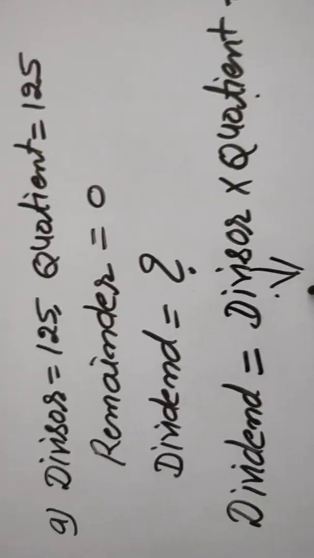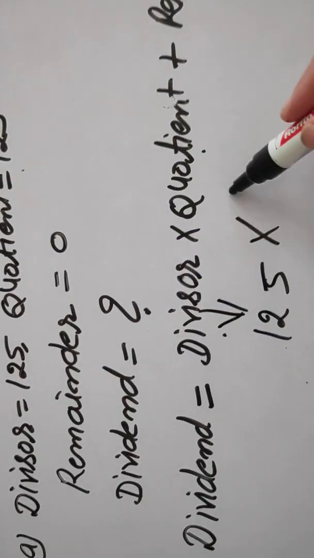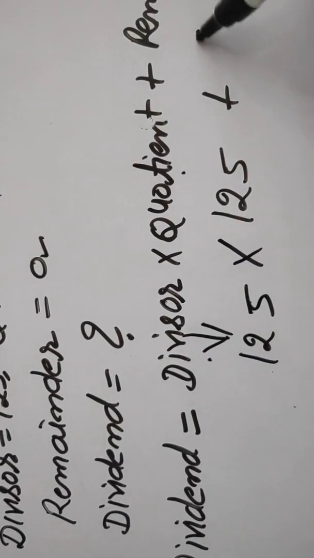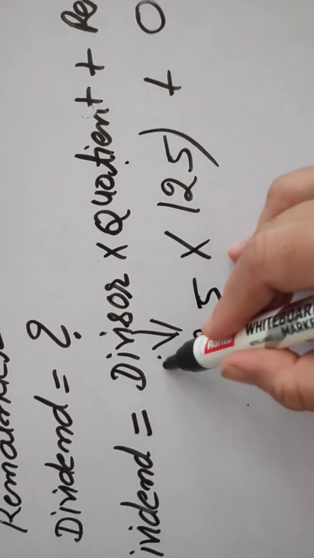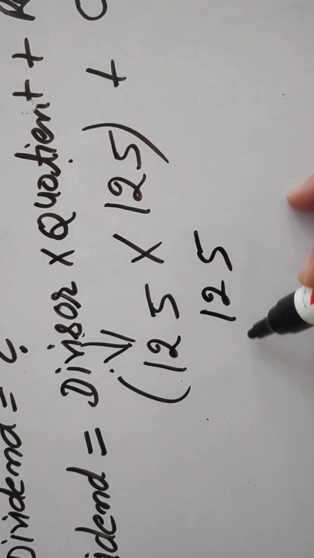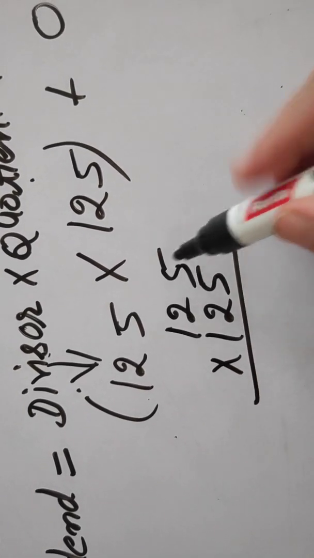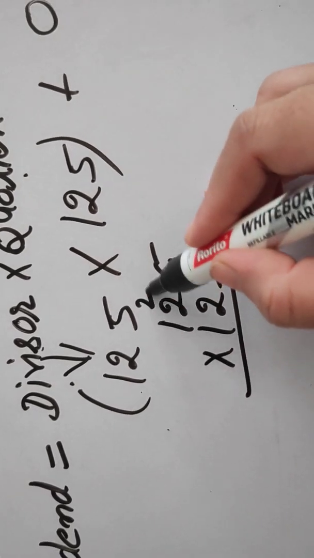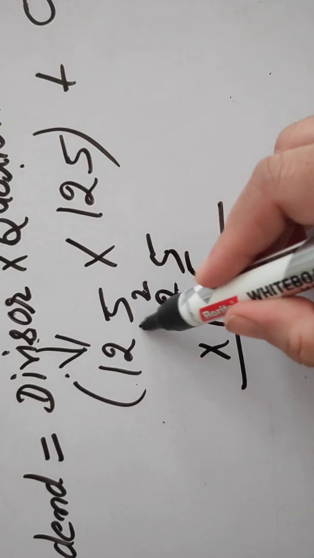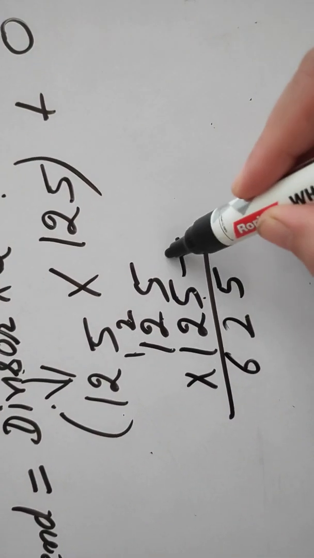Divisor given here, divisor is 125. Multiply by quotient, quotient is also 125. What is remainder? Remainder is 0. Firstly you will multiply divisor and quotient. 125 you will multiply by 125. 5 5s are 25, 2 goes as a carry. 5 2s are 10 plus 2 12, 1 goes as a carry. 5 1s are 5 and 1 6.